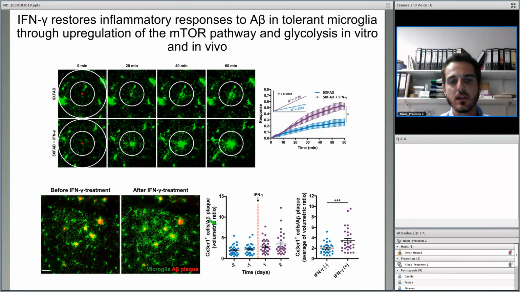And afterwards they imaged again the brains of the mice, and what they see in general is that the volume of the GFP signal of the fluoxetine GFP around the plaques is actually increasing, suggesting that more microglia cells are actually accumulating around the plaques.